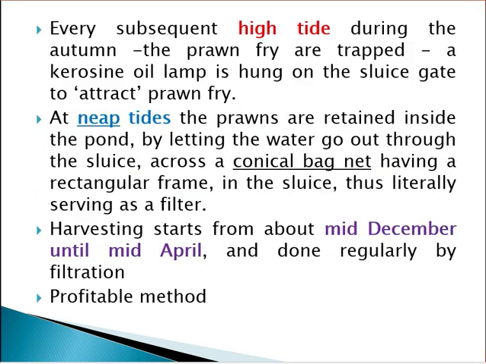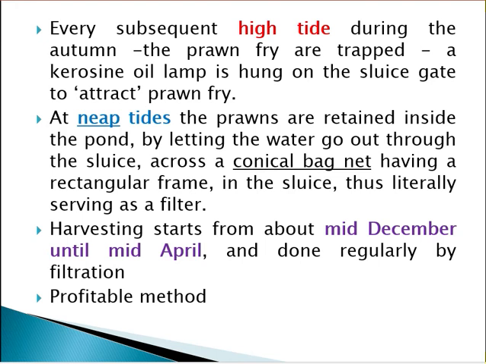So every subsequent high tide during the autumn, the prawn fry will be trapped. That means the prawn larvae will be trapped. So for this, a kerosene oil lamp is hung on the sluice gate to attract prawn fry. And during low tide, the prawns are retained inside the pond by letting the water go out through the sluice gate across a conical bag net having a rectangular frame in the sluice. So it acts as a filter. Only water comes out, prawn larvae will not escape from this field.